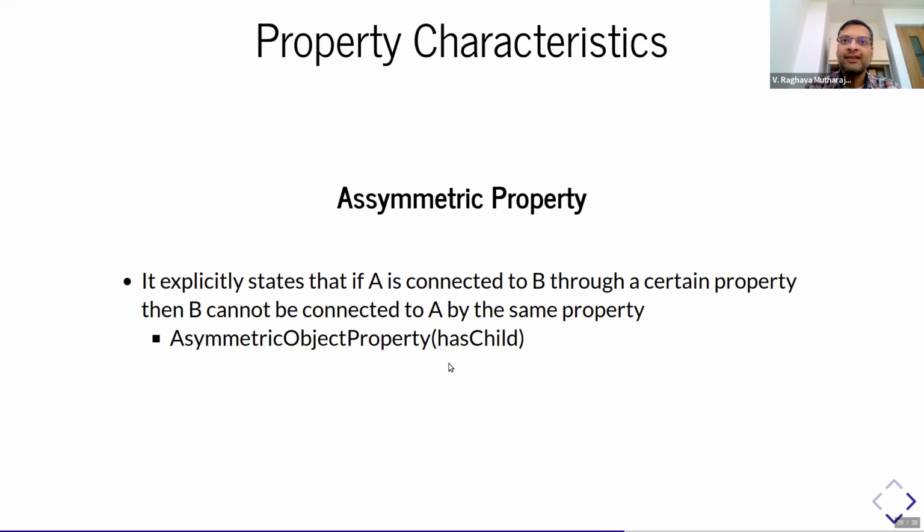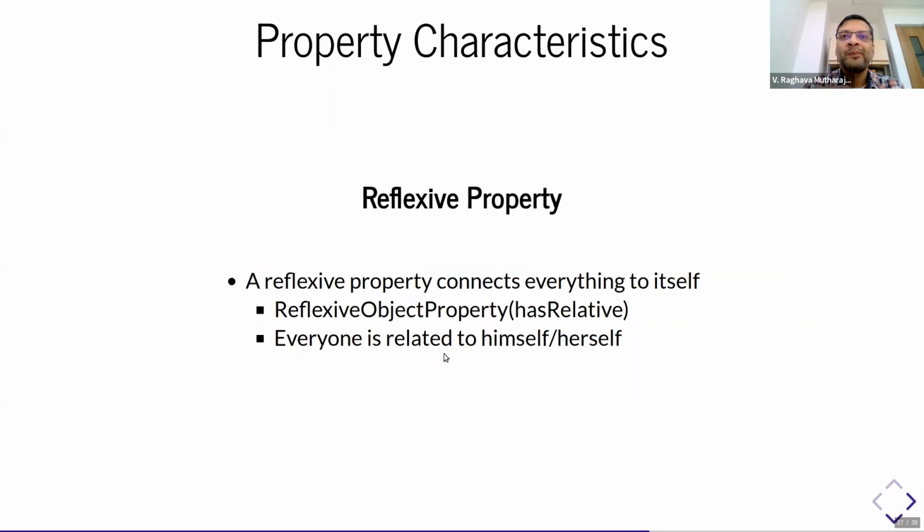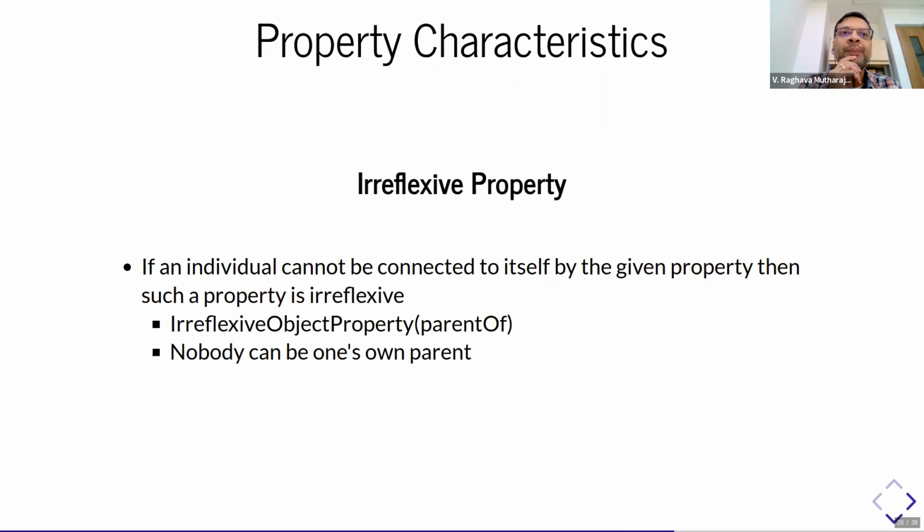So it's very useful for making these inferences and answering questions. Okay, asymmetricity: has child is an example where you can state that A has child B, but it's not the case that B has child A, right? So we can state that this is asymmetric. Has relative is an example of a reflexive property. You can say that A is related to A itself, right, or himself or herself. Irreflexive is the opposite. It cannot be related to itself. So nobody can be one's own parent. So parent of is an example of this irreflexive object property.